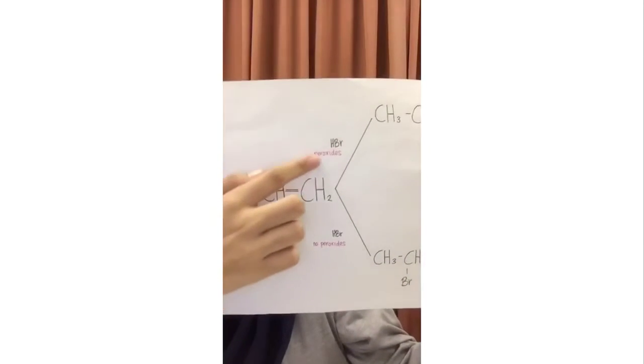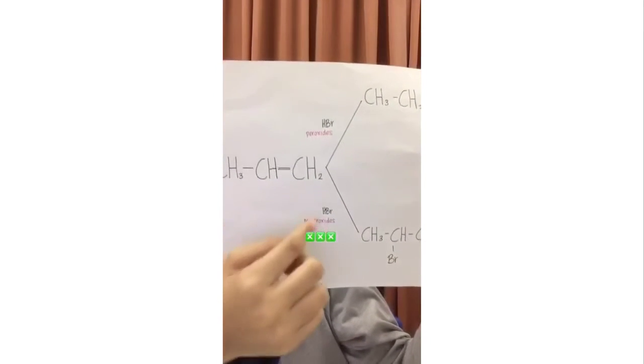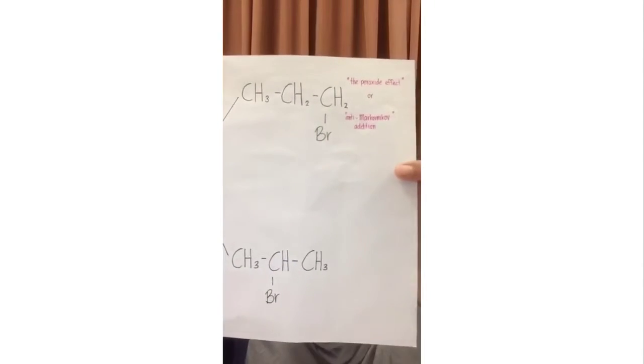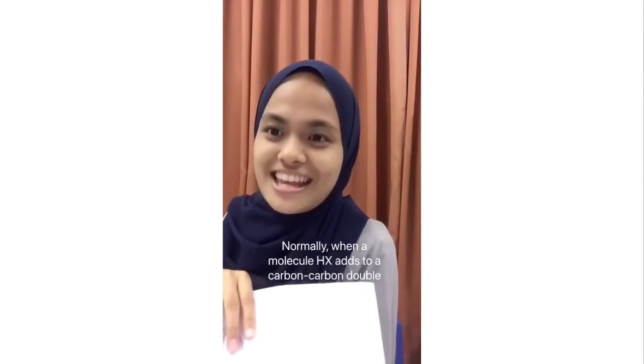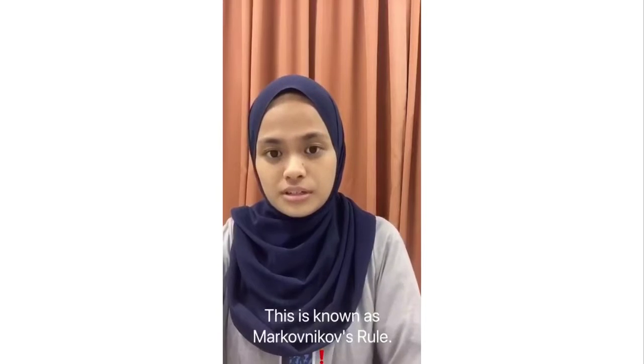This one is HBr with peroxides, and this one is HBr with no peroxides. So normally when a molecule H-X adds to a carbon-carbon double bond, the hydrogen becomes attached to the carbon which has more hydrogens on it already. This is known as Markovnikov's rule.